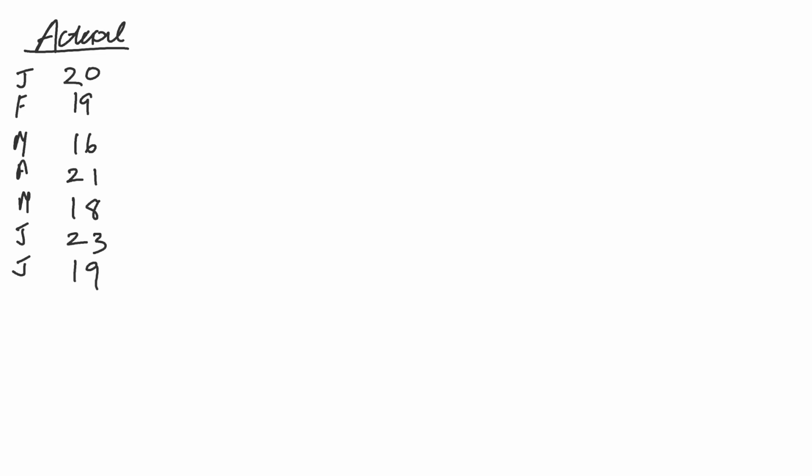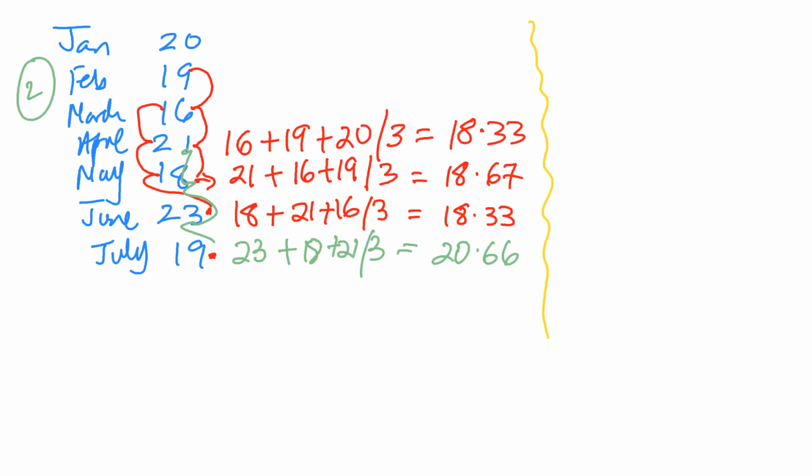We have our actual data: January, February, March, April, May, June, July. The actual data we had was 20, and we know that it is in thousands, 19, 16, 21, 18, 23, and 19. And then we set out on a journey. We did a 3-month moving average forecast, and let's gather those forecasts here. They were 18.33.